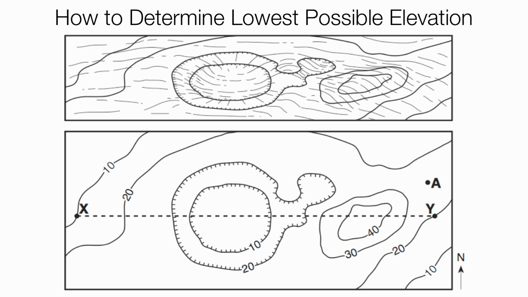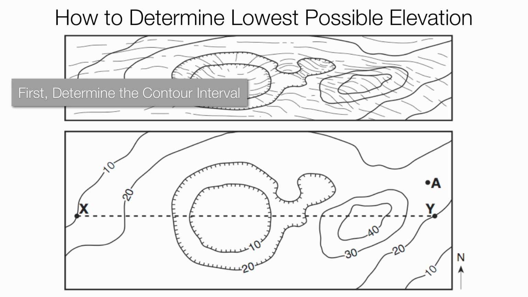You notice that each one of your lines is labeled with a value, so it's very easy to figure out the interval. One line has a value of 10, the secondary line has a value of 20, so you have a difference of 10, which means that each line is going to increase or decrease by 10 units. In this case, there are no units here. We could just say 10 meters for argument's sake.